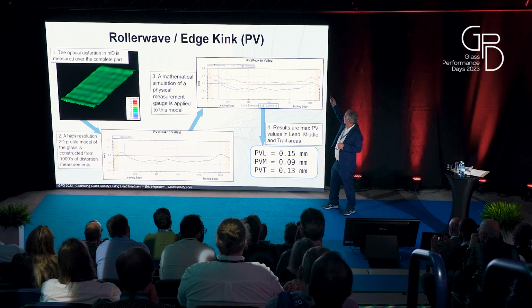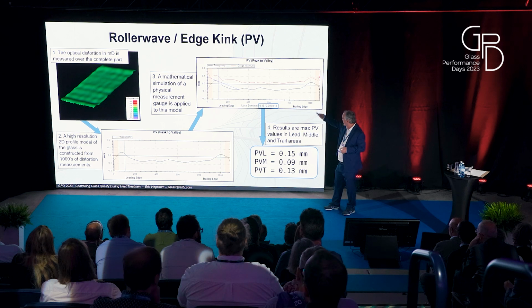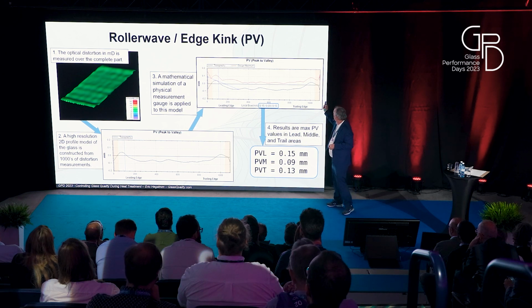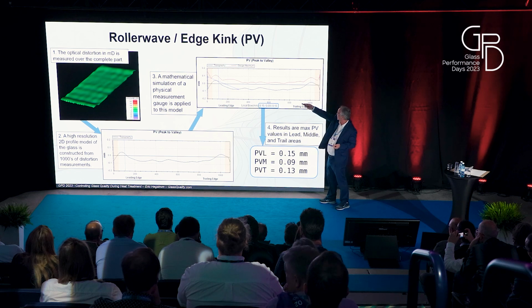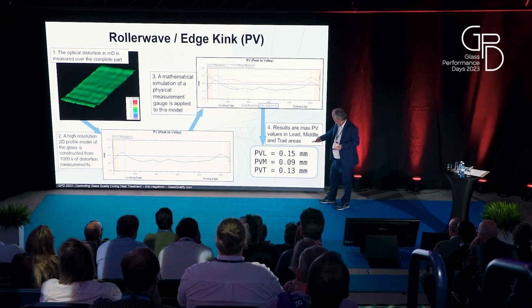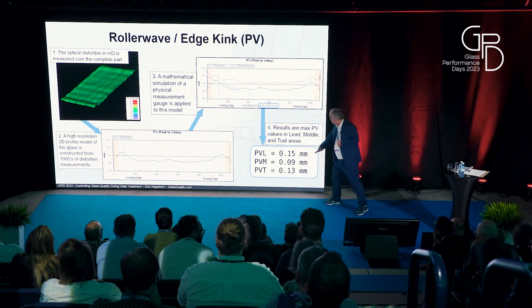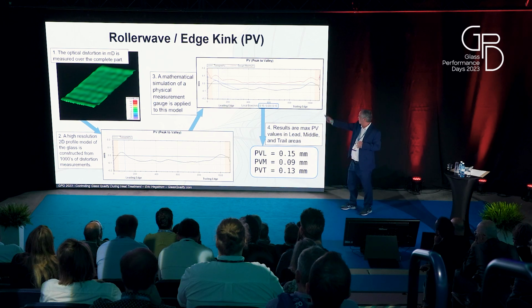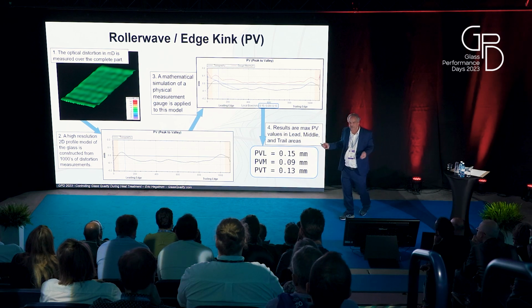So the red line is the number that your customers want or that you'll report as the actual EN 12150 measurement. And on this part, we're looking at an edge kink on the lead and trail, and you'll pick the largest number in the lead, trail, and middle to get your final results. This part has 0.15 and 0.13 millimeters lead and trail edge kink and 0.09 millimeters roller wave in the middle. So I would call it a pretty good part.